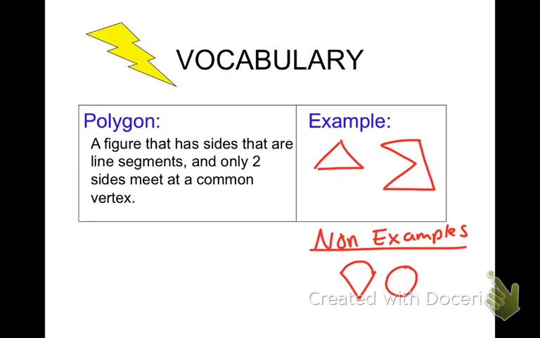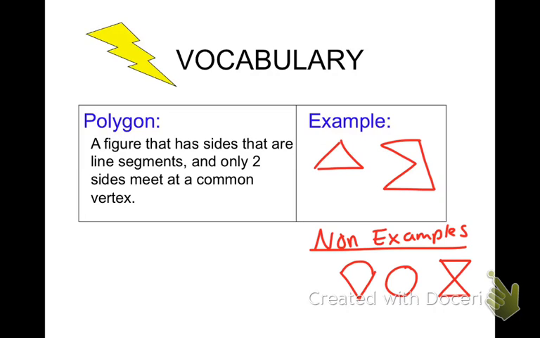Notice that two sides meet at a common vertex. If we think about the vertex being the corners, at this vertex I only have two sides. At this vertex I only have two sides. At this vertex I only have two sides meeting. So what would be something that would not have two sides? Something like this. Notice the vertex in the middle. How many sides are coming off of it? 4 sides. So that would not be a polygon. Okay? So, non-examples, examples.